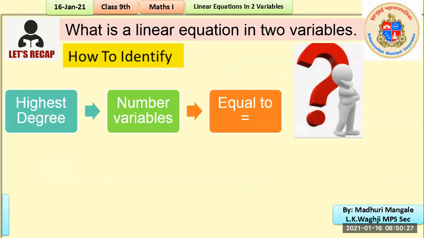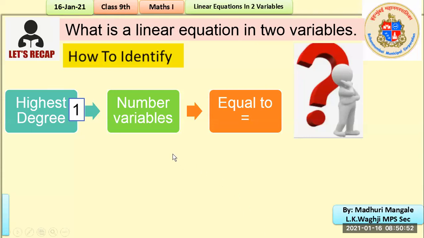So linear means the highest degree should be 1. Now what is the degree? It is a small number which is written on top of any variable, right? Of any alphabet. Degree is exponent, the power, right? So it should be always 1. Then only we call it to be linear.